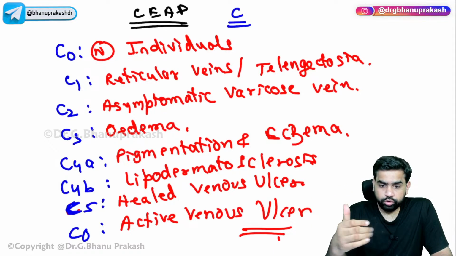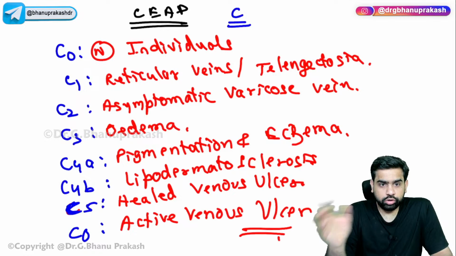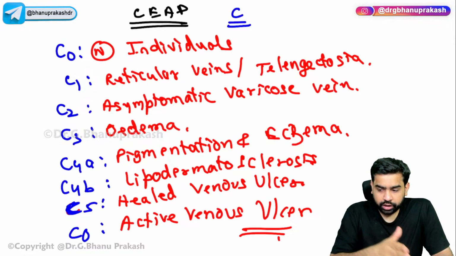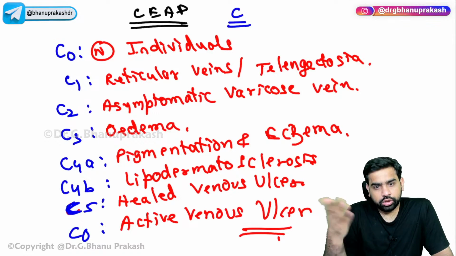When the varicose veins are just developing, there are no symptoms at all. So that is a C2, asymptomatic varicose vein. What is the first symptom which is going to occur? That is edema. That is a C3.